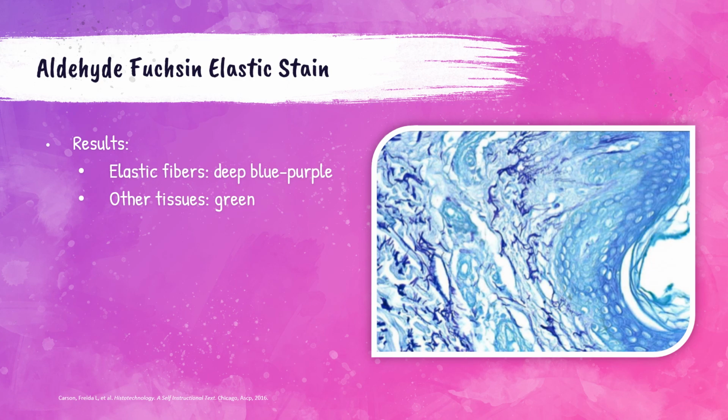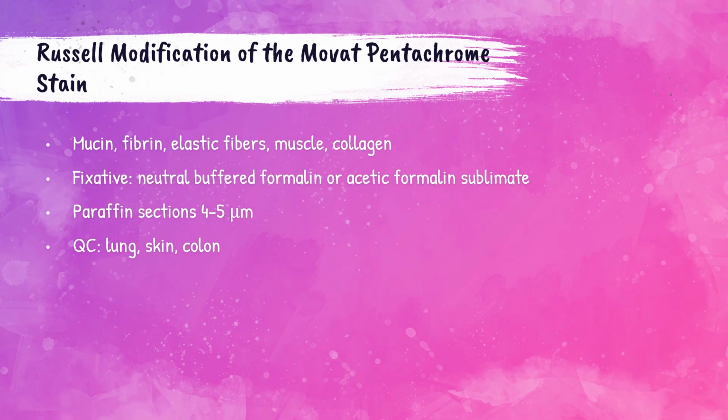The Russell modification of the Movat pentachrome stain is the next stain we'll be discussing. This stain is used for the detection of mucin, elastic fibers, fibrin, muscle, and collagen. In this stain, Alcian blue stains acidic mucosubstances. Iron hematoxylin stains the elastic fibers if present, and they then are differentiated with ferric chloride.